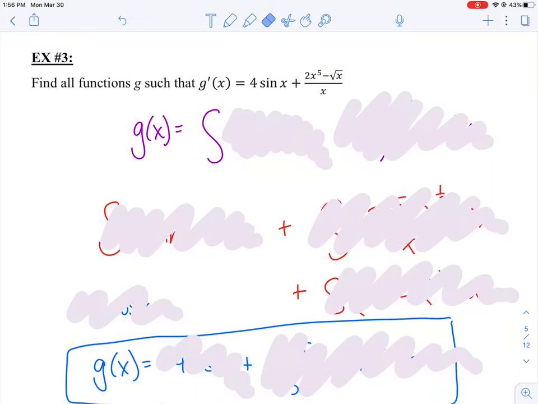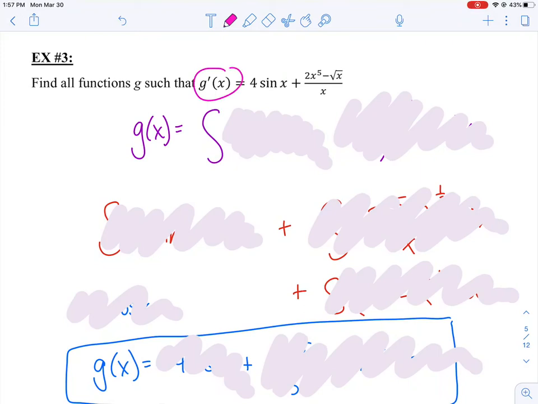Okay, here's example 3 from 4.9. We're going to continue talking about antiderivatives and integration. They get a little more complicated as we go through, so we're going to do a couple good examples right now. In example number 3, it asks us to find all functions g such that g prime is 4 sine of x plus 2x to the fifth minus the square root of x all over x.